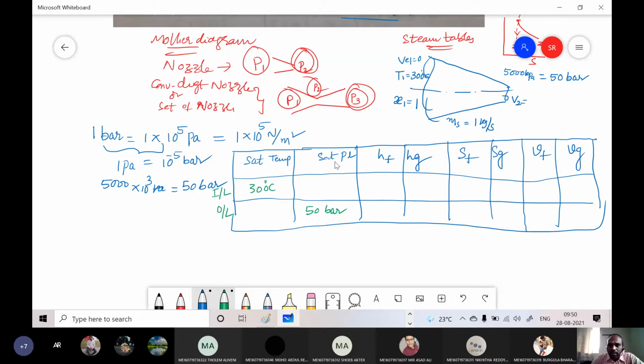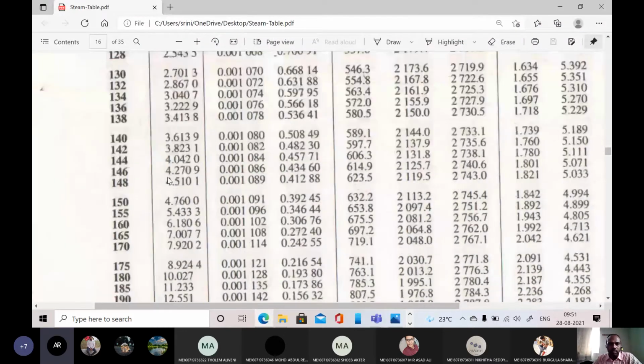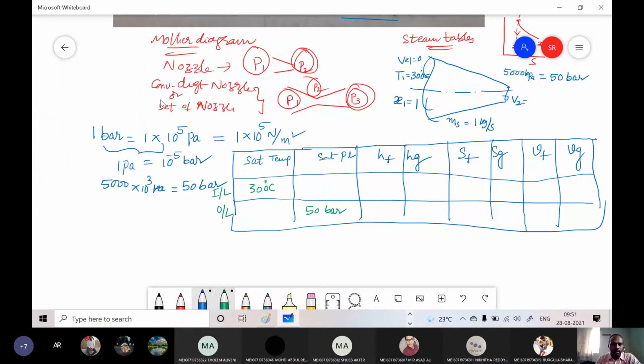Now, what is the saturation pressure corresponding to the temperature 300 degrees centigrade? Open the book and tell me. Sir, 8593. Yes, very good. It is 85.93, not 8593. Now you can see this is 300 degrees centigrade, and the corresponding pressure is 85.93 bar.